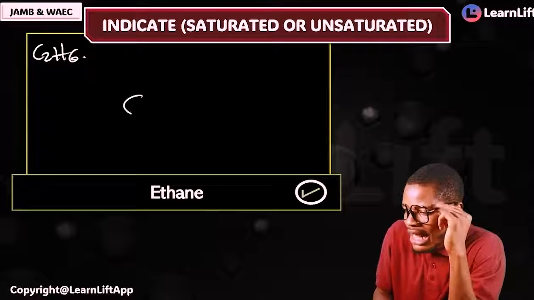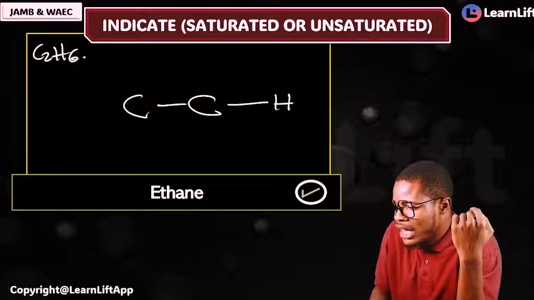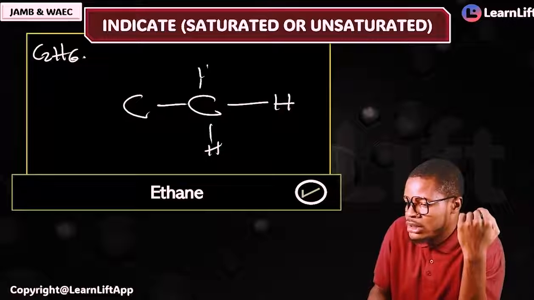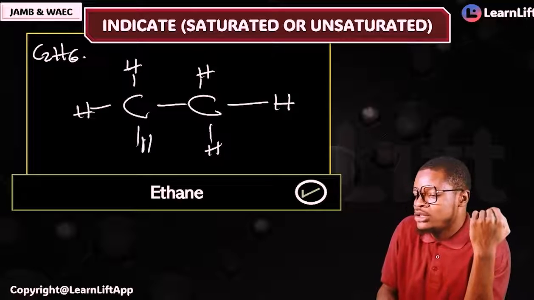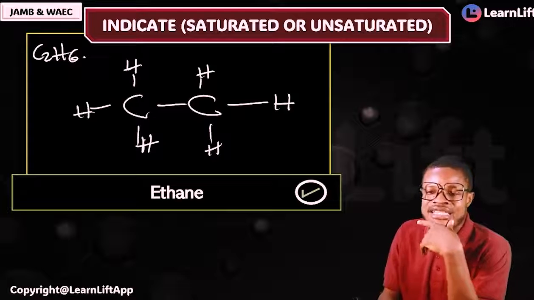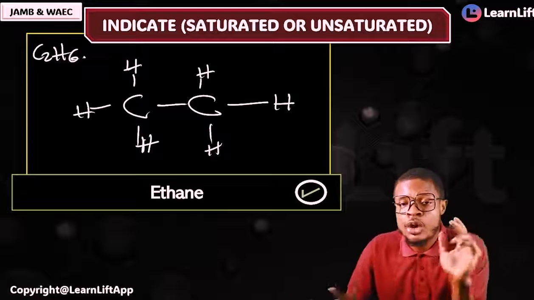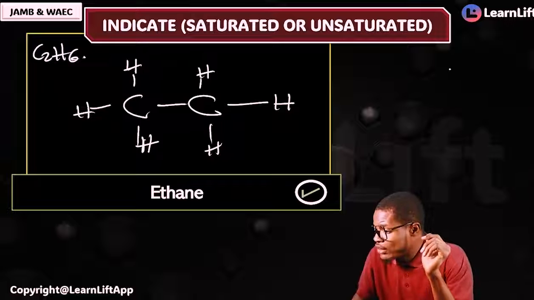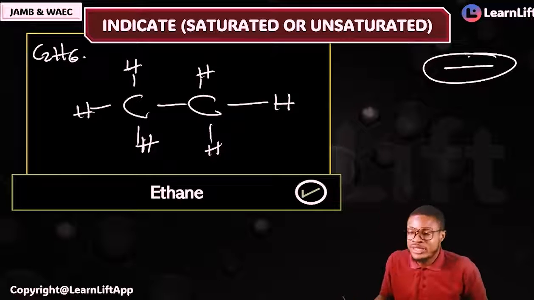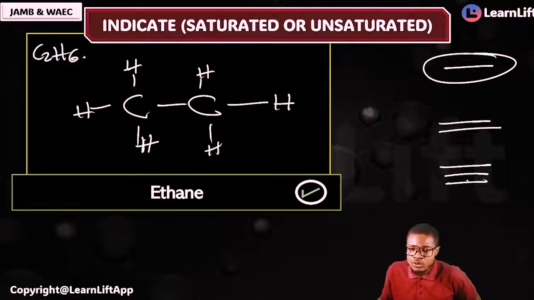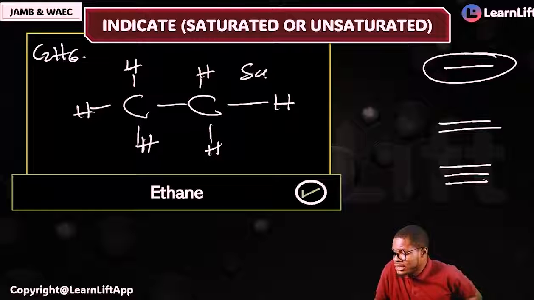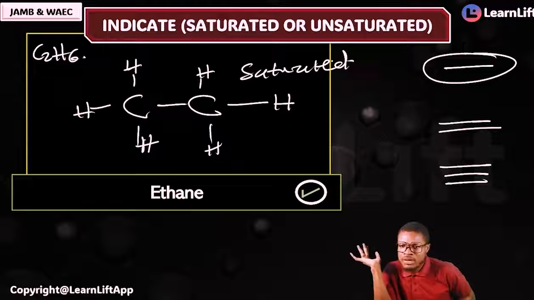Draw it for me. Carbon to carbon. Here is hydrogen, here is hydrogen, here is hydrogen, here is hydrogen, here is hydrogen, here is hydrogen. Now, from this guy, what can I see all through? You have single bonds all through, right? If you have single bonds all through, you are saturated. If you have double or triple bond, you are what? Unsaturated. Because this guy has single bonds all through, what do we say this guy is? It is your saturated hydrocarbon. Simple.